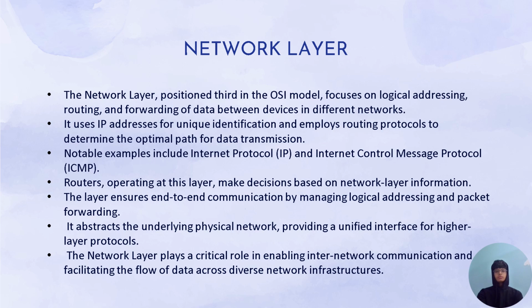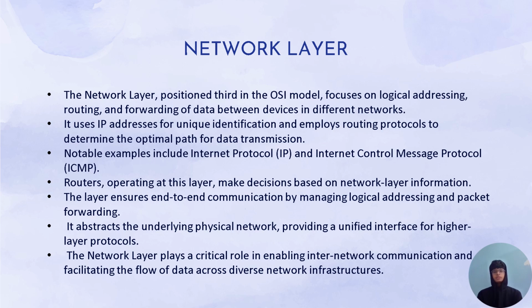Then we have the network layer. The network layer, positioned third in the OSI model, focuses on logical addressing, routing, and forwarding of data between devices in different networks. It uses IP address for unique identification and employs routing protocols to determine the optimal path for data transmission. Notable examples include Internet Protocol, IP, and Internet Control Message Protocol (ICMP).